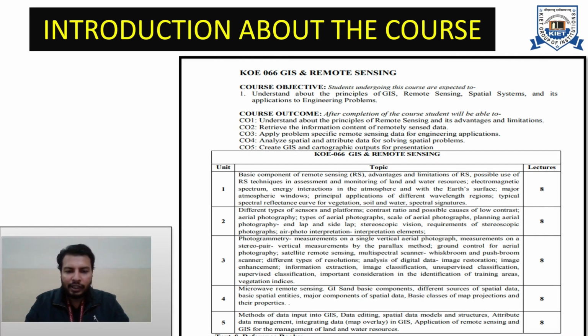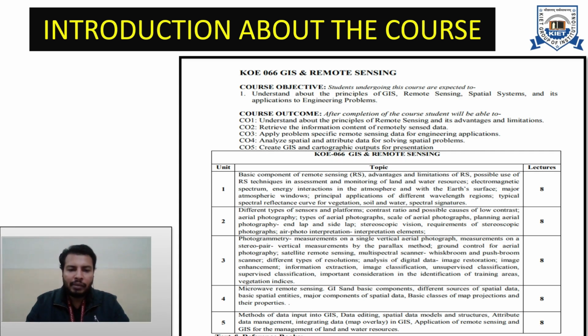And then after covering the concepts of photogrammetry, we will move on to sensors. Now we will have some discussion on sensors: what the different types of sensors are, what the applications of sensors are, what the different resolutions of sensors are, and how to analyze the digital data which has been obtained through sensors.